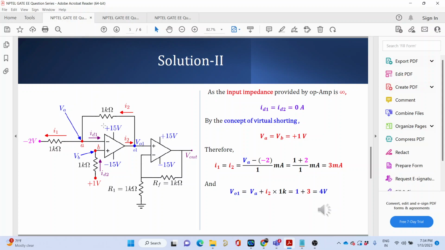So what is the potential drop across this 1 kilo ohm? That is 3 milliampere into 1 kilo ohm, that is 3 volts. Okay, and what is the potential at this point? That is 1 volt. So 3 plus 1 volt, and the potential at this point must be 4 volt. So the potential at point O1, that I have indicated over here as VO1, has been determined now as 4 volt.